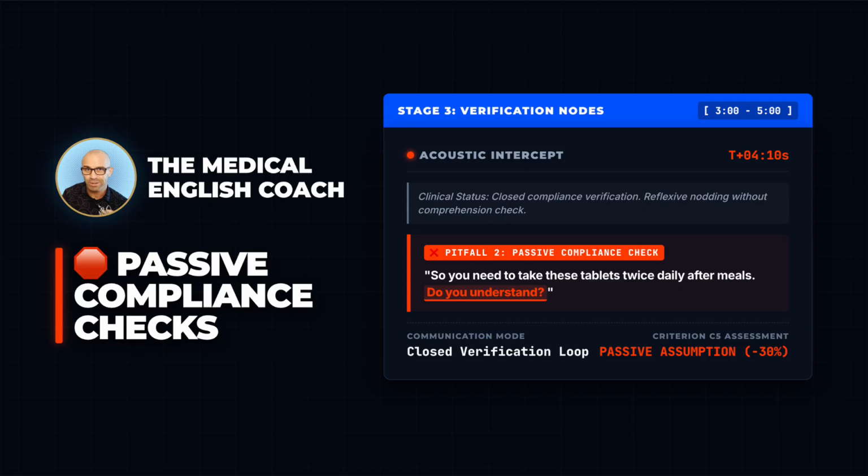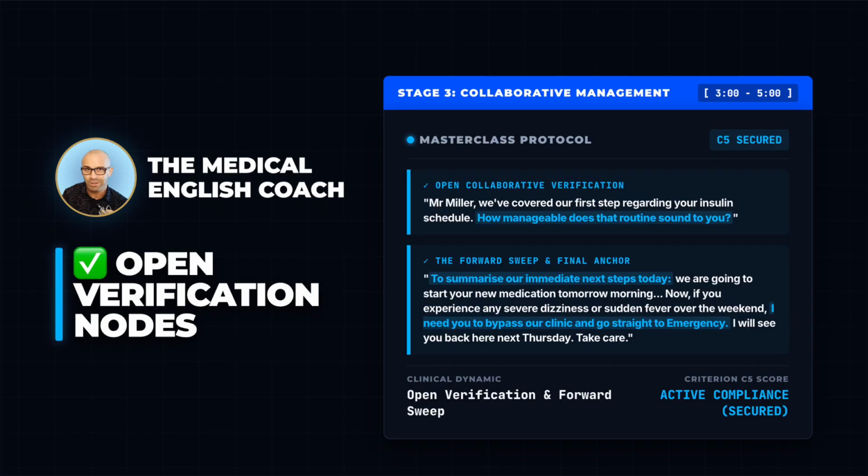In a testing environment, an anxious patient will reflexively nod and say yes simply to escape cognitive pressure, even if they are entirely confused. Assessors spot this instantly and penalize it as a passive compliance check. You have checked if the patient heard your voice. You have not checked if the patient can integrate the medicine into their reality. To secure maximum relationship and information giving marks, your verification mechanism must be open, collaborative, and conversational. You must deploy open verification nodes that force active patient participation.